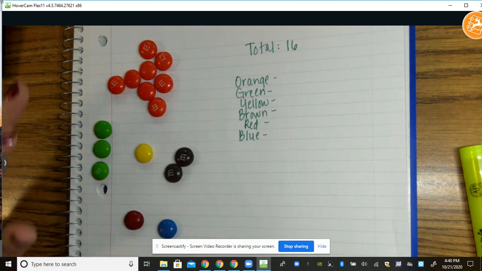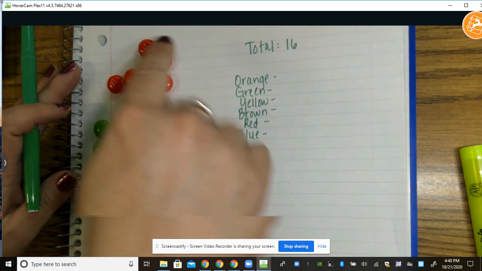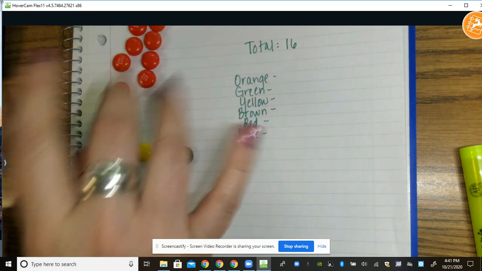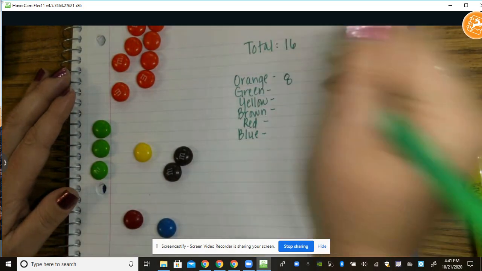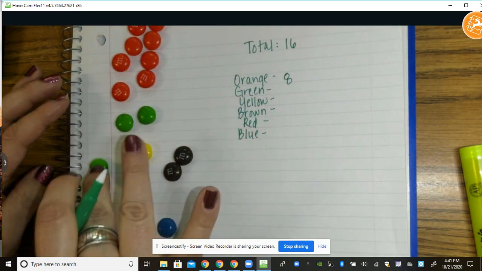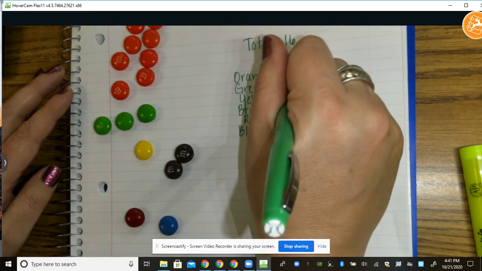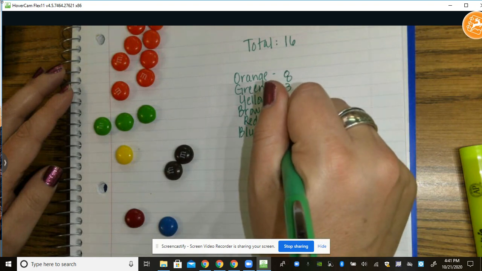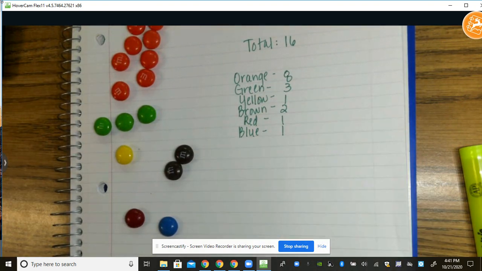All right, now I'm going to tally up. I'm going to count how many orange I have. 1, 2, 3, 4, 5, 6, 7, 8. Wow, 8 oranges. I have 1, 2, 3 greens, 1 yellow, 2 browns, 1 red, and 1 blue.